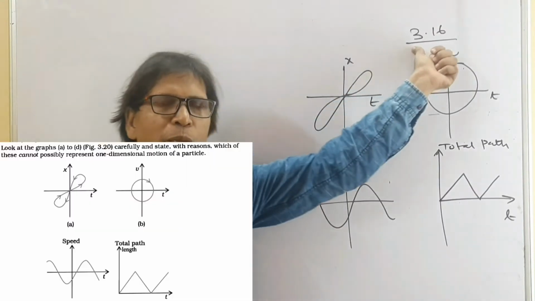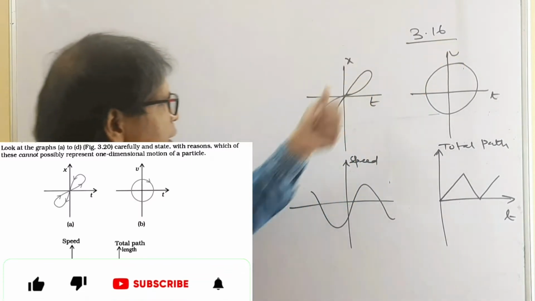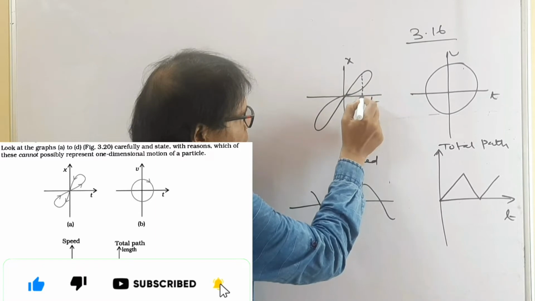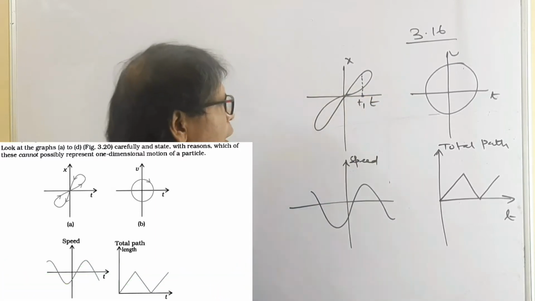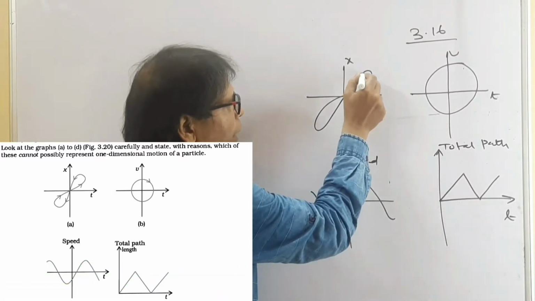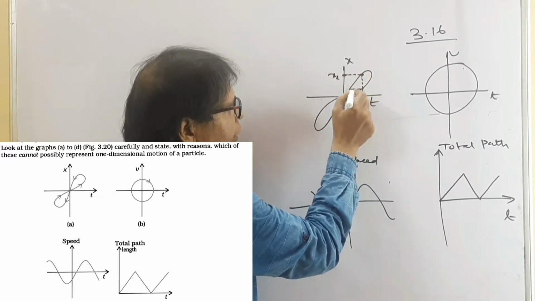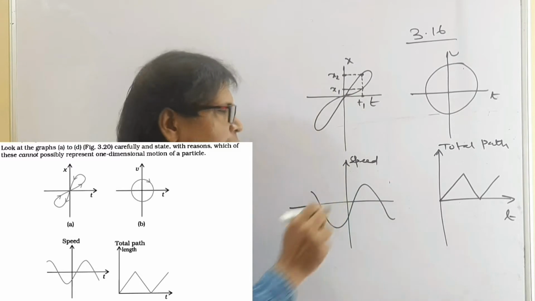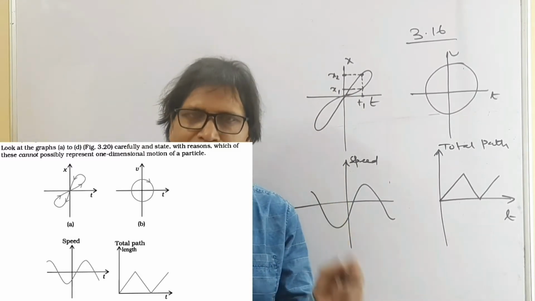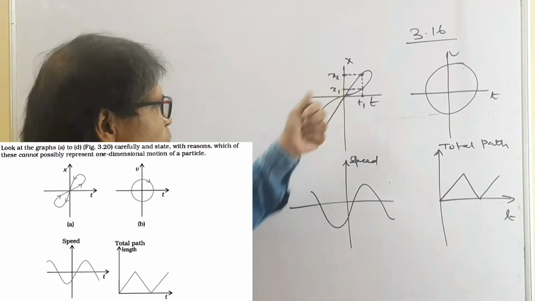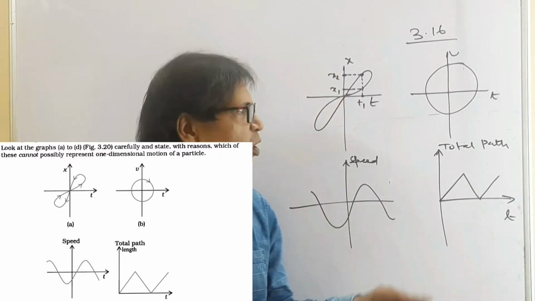Understood? NCERT numerical 3.16. Look at this, this is the x-t graph. Suppose this is the time t equals t1. The position of the particle is x2 and this is x1. So at a given time, the person has only one position. As it has two positions, it is not possible.